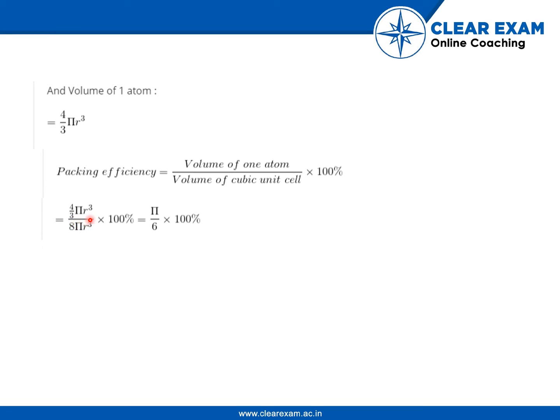So 4 by 3 pi R cube by 8 R cube. There will be no pi here, it is a printing mistake, into 100, which gives us pi by 6 into 100. So this is the packing efficiency for simple cubic, which is nearly equal to 52.4%. If you're preparing for a competitive exam, I advise you to learn this value. So for simple cubic, packing efficiency is 52.4%.